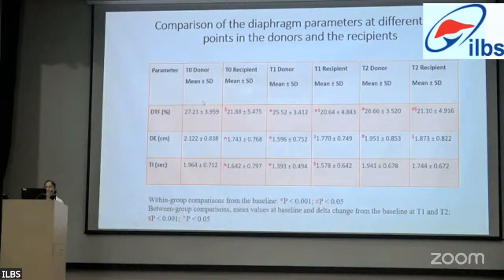We could see that all parameters, in terms of diaphragmatic thickening fraction, diaphragmatic excursion, and TI, the donors had better preserved function compared to recipients. The decrease is noted in both the groups in terms of all the three parameters, but the decrease in recipients was far more significant than in donors. And at T2, the donors tend to reach baseline levels, but recipients still persisted to have a low DTF and DI.